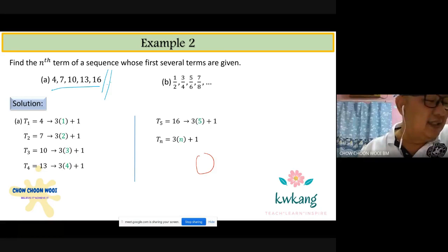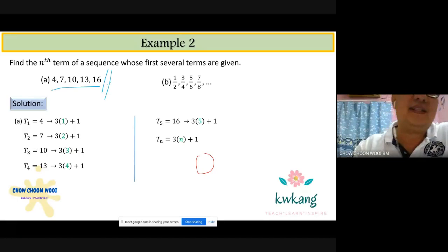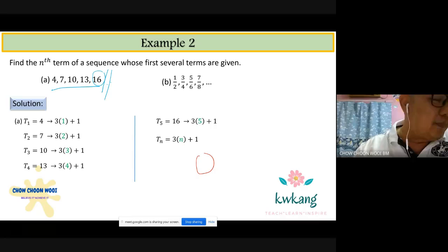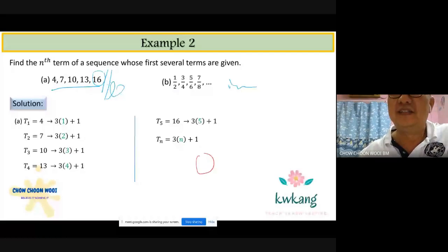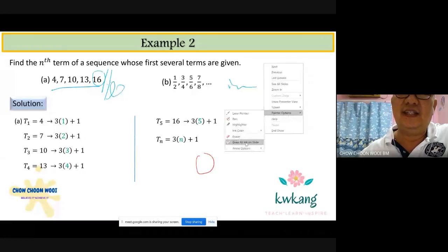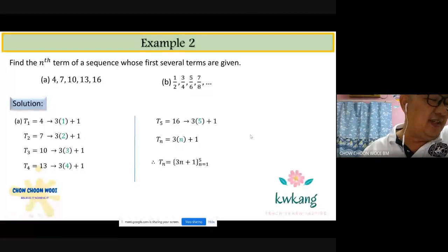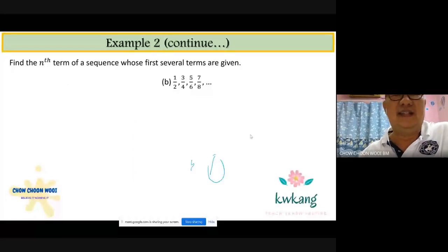Dia bukan limit, dia cuma bagi tahu. Yang ini terhingga, dia ada sebutan terakhir. Yang ini tak terhingga, dia tak ada sebutan terakhir. Okey, yang ini finite. Yang ini infinite. Faham? Maksudnya tambah sampai infinity.